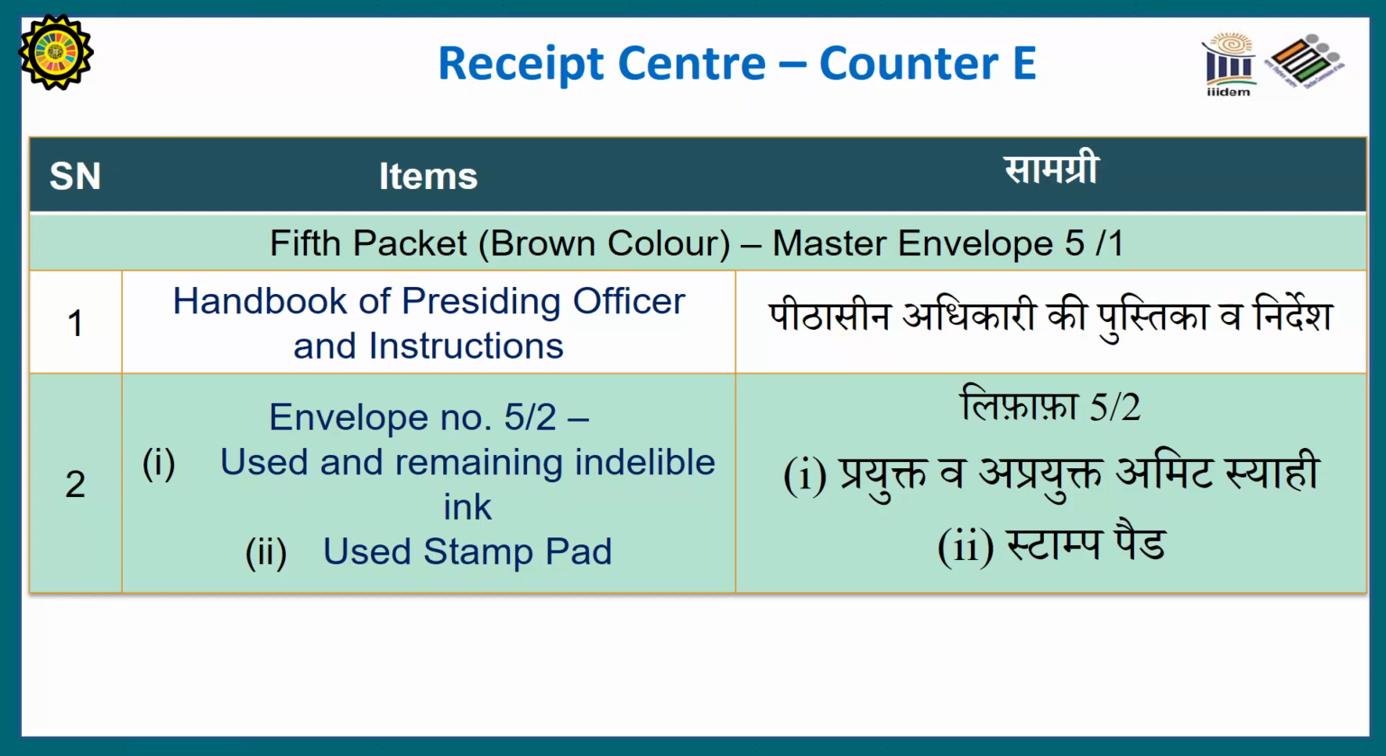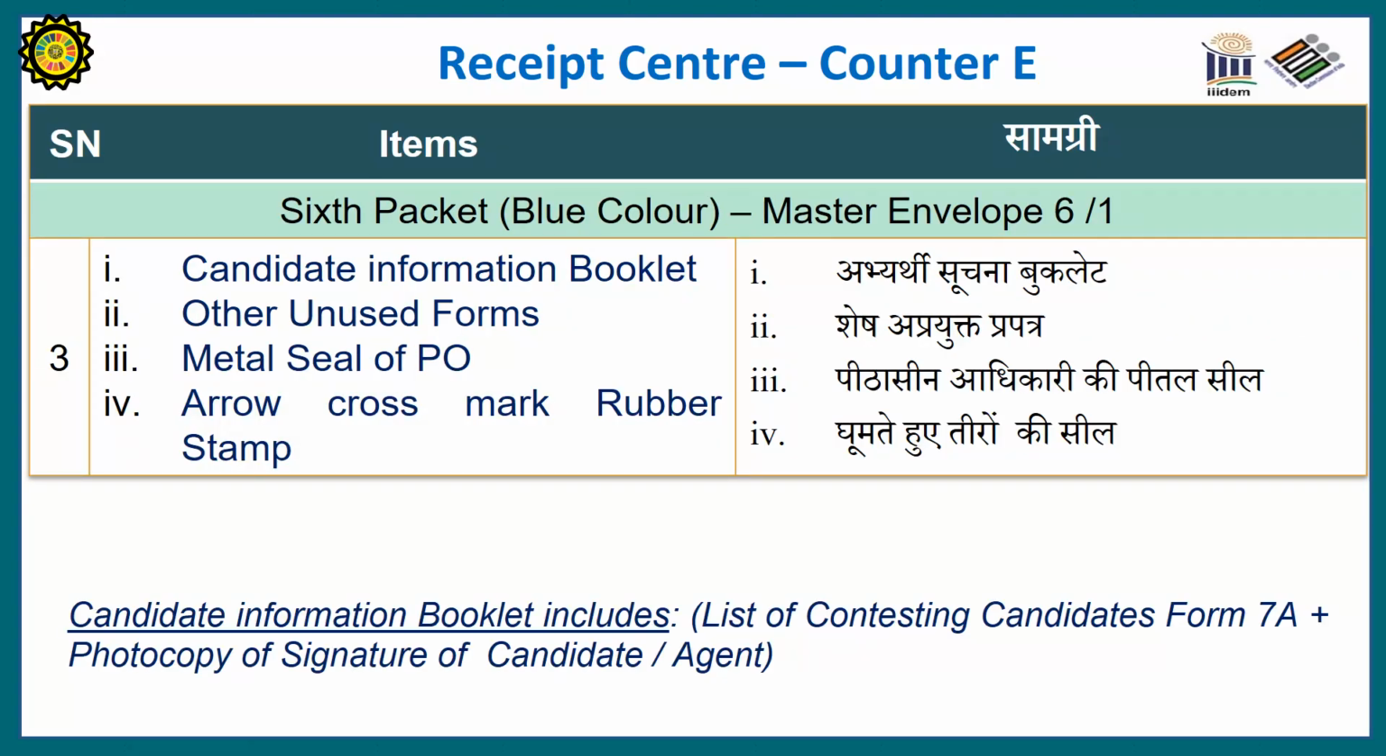The master envelope for the fifth counter will be brown in color. And this brown colored master envelope will contain handbook of presiding officer and instructions, envelope having used and remaining indelible ink, used stamp pad, and candidate information booklet. The candidate information booklet includes list of contesting candidates, that is form 7A, and the photocopy of signature of candidate or their election agent.